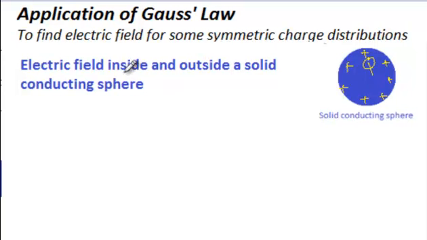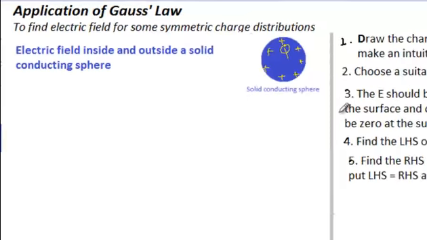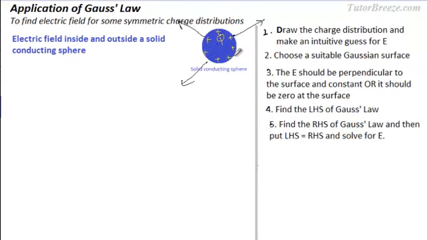Now to find the electric field both inside and outside this solid conducting sphere, we are going to follow a particular sequence of steps. So this is the electric field. Now since the charge is spherically symmetric, if you see, we've just completed the first step, which was we've drawn the charge distribution and we've made an intuitive guess for the electric field. It should be uniform all around the sphere. Next is to choose a suitable Gaussian surface.